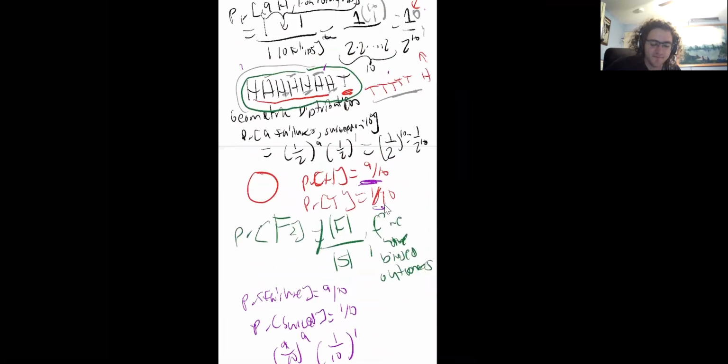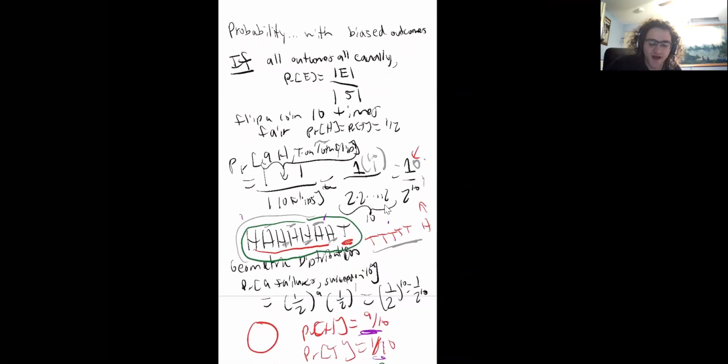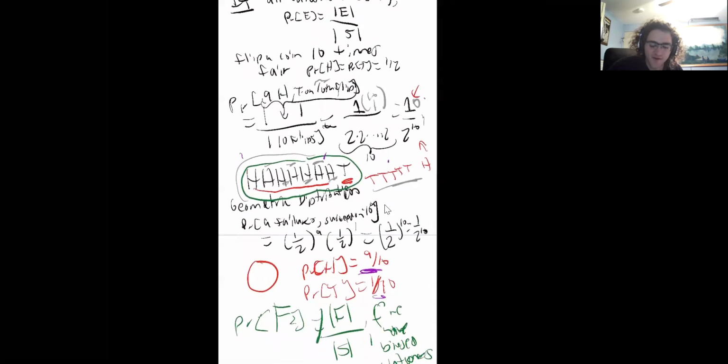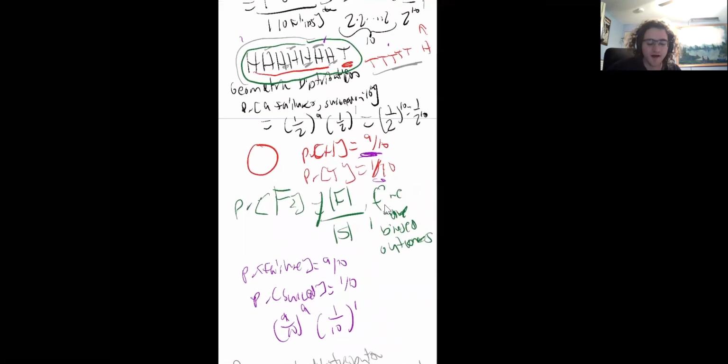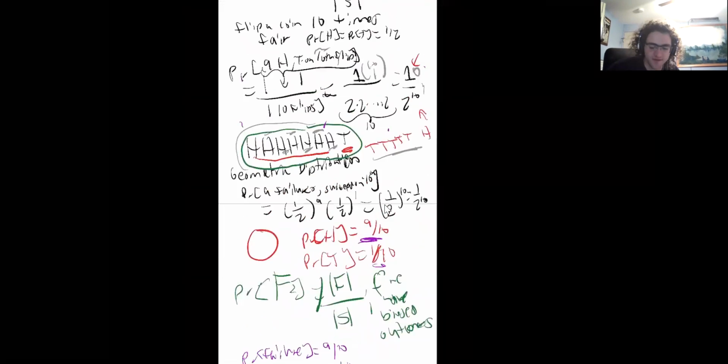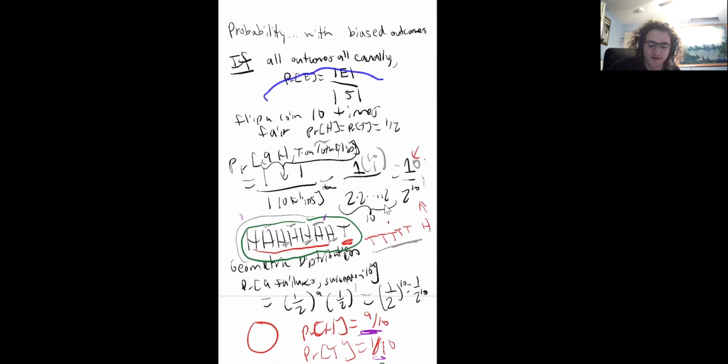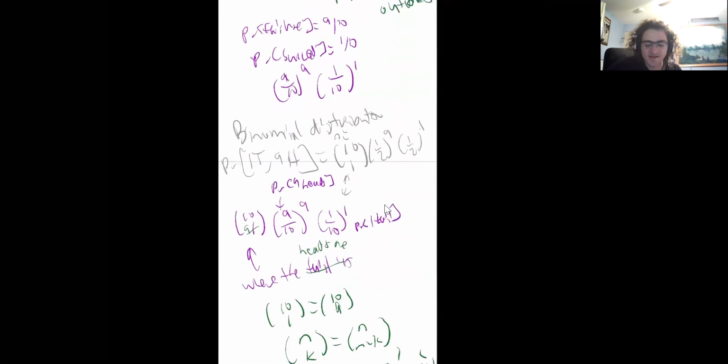To recap, if we have biased outcomes, we can no longer use this formula of the cardinality of the event space over the cardinality of the sample space. We can use this if we have all outcomes equally likely. If not, we have to use the underlying distribution. In one case we use the binomial, in one case we use geometric, and you think about how you can compute this without using the formula if it is biased. If it's not biased, then I encourage you to use this formula, or you can still use binomial if you want to, or geometric as needed, or other distributions.